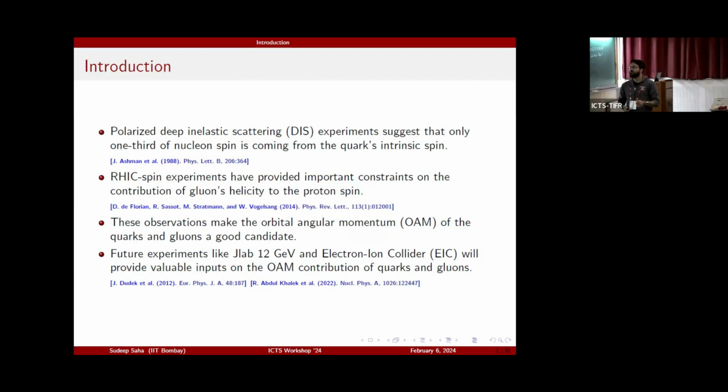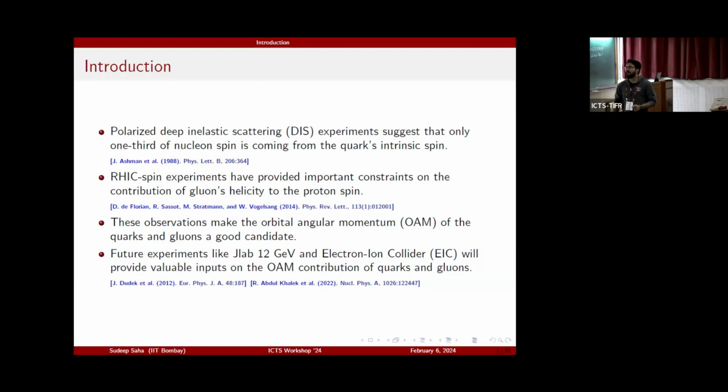tell us that the protons have orbital angular momentum, and also the light quarks being confined within a range of 1 femtometer. The Heisenberg uncertainty principle tells us that their motion is highly relativistic. So the orbital motion of the light quark should have an important role to play in the spin budget of a nucleon. So future experiments like JLab 12 GeV and the Electron-Ion Collider will provide valuable inputs on the orbital angular momentum contribution of quarks and gluons.